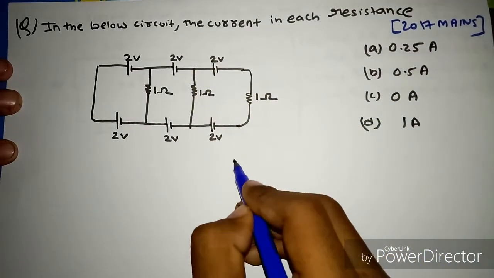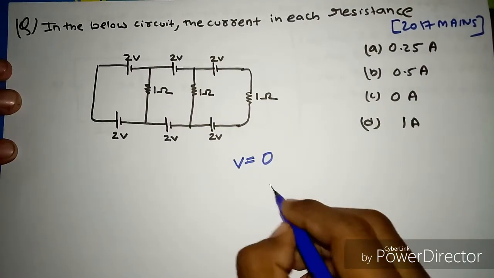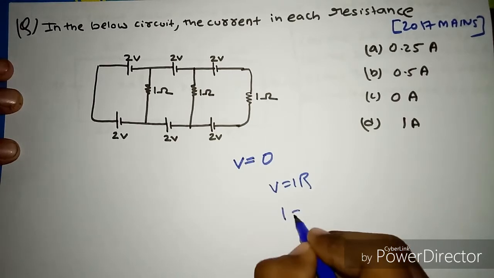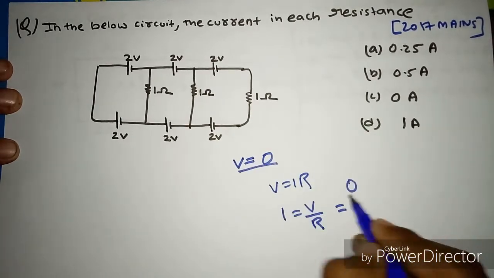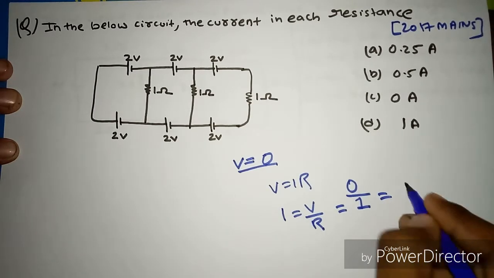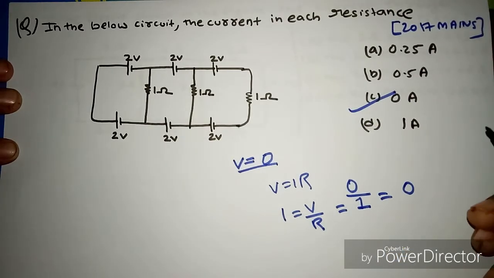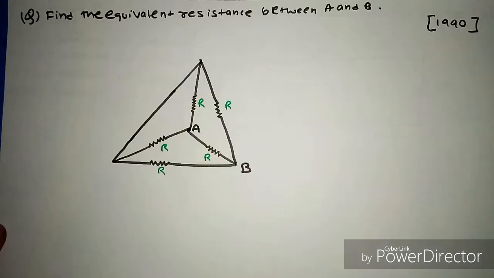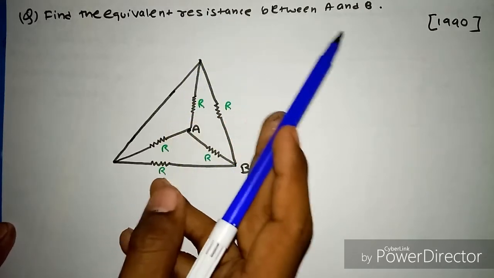That means V equals 0, and we know V equals IR from Ohm's law. So I equals V by R. So the value of V is 0 and the resistance is 1, so it gives 0. So option C will be the correct answer. Okay, so let us try to discuss more problems. So the next problem says, find the equivalent resistance between A and B.